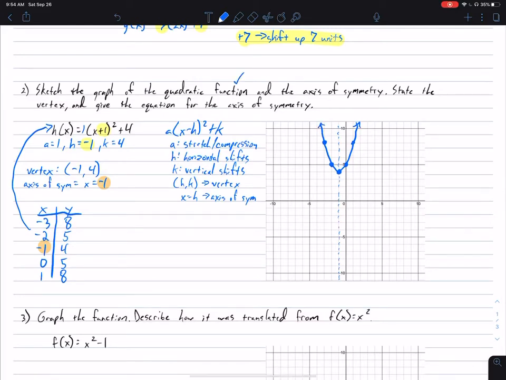We already said what the axis of symmetry was. We stated the vertex and gave the equation for the axis of symmetry. We've said all of that, so everything is covered for that problem.